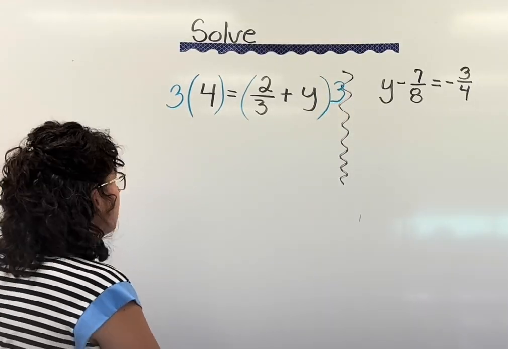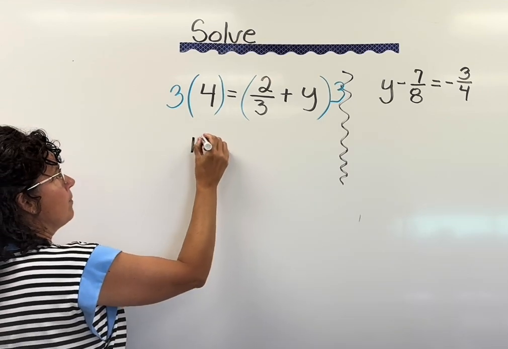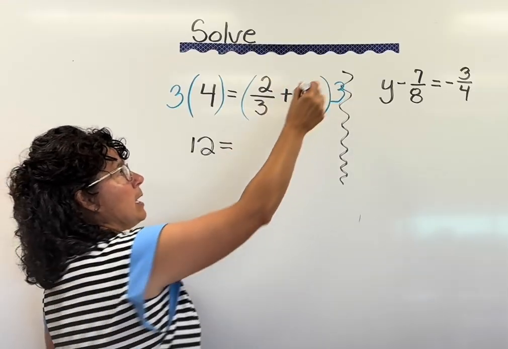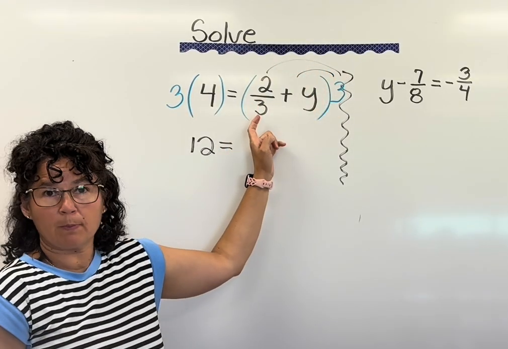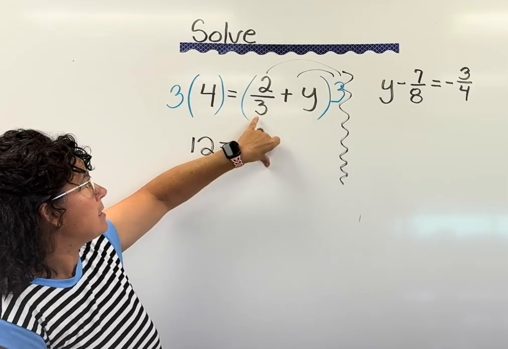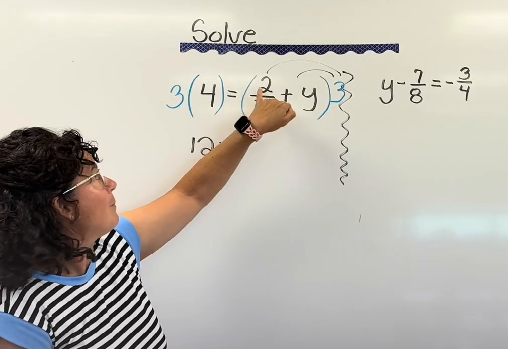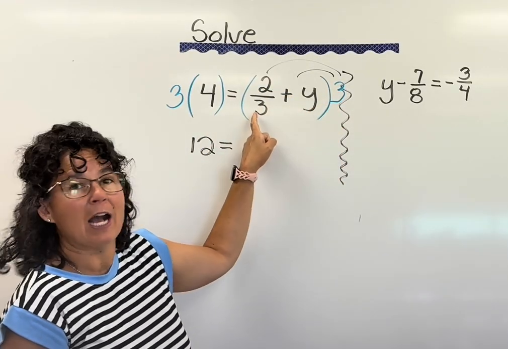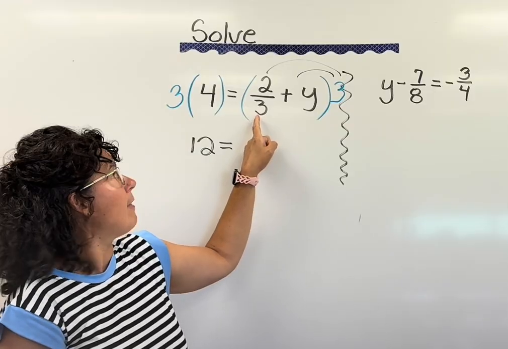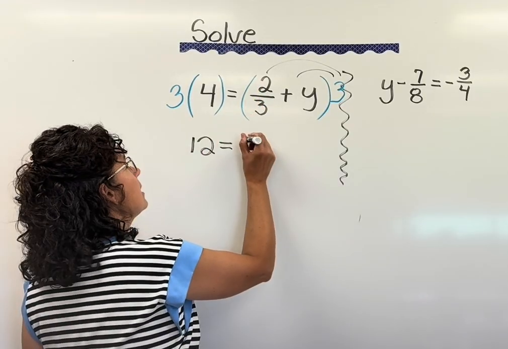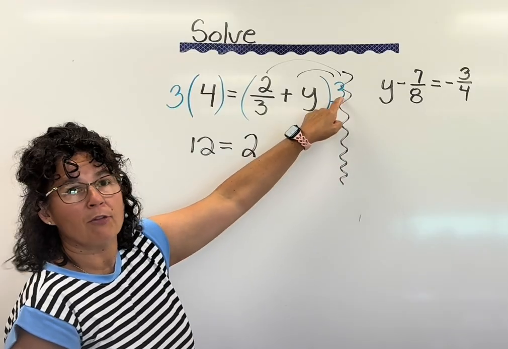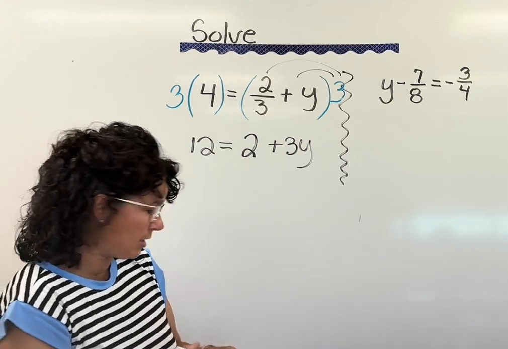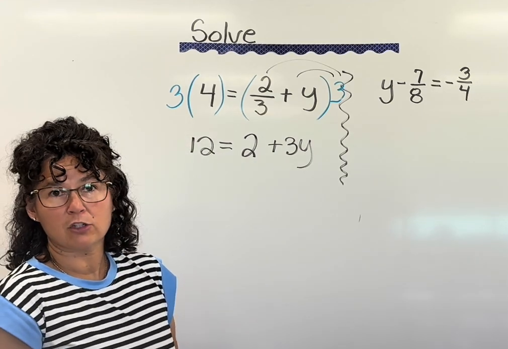4 multiplied by 3 is 12. Don't let this seem difficult when I distribute this through. When you are multiplying by a fraction, you are really dividing by the denominator and multiplying by the numerator. So let's try that. 3 divided by 3 is 1, and then 1 multiplied by 2 is 2. Okay, then 3 times y is 3y. This equation looks much easier to solve now that all the fractions are gone.